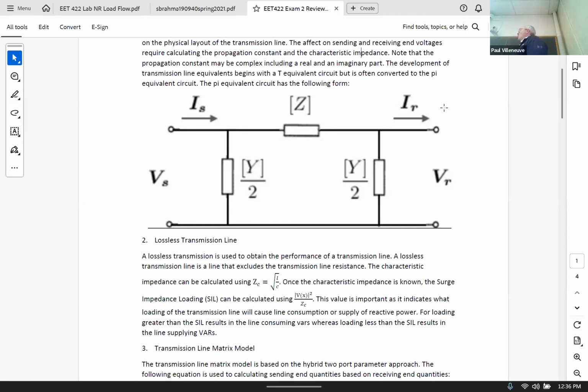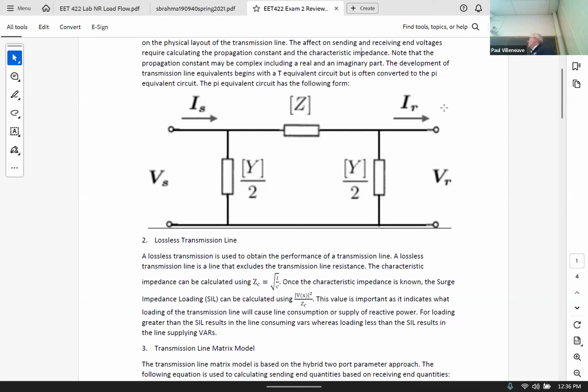Lossless transmission line means R is going to equal 0. And it's okay usually to do lossless transmission line approximations because usually your resistance is so much lower than your reactance on your transmission line that you can neglect it and not have really that wrong or that off of results. So if you do have a lossless transmission line, your characteristic impedance is just a square root of L over C. Your omega terms and J terms divide out.